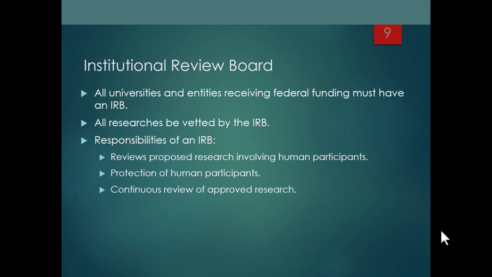So all universities and entities receiving federal funding must have an IRB. An IRB reviews, approves, disapproves, and requests modifications to all research involving human participants prior to it being conducted. So before you can conduct any research study involving human participants, you must submit an IRB application. The IRB vets all research studies for the protection of the rights and welfare of participants. Even after the research study has been approved, the IRB conducts continuous reviews of the research. It suspends the research in case of adverse events and enforces informed consent and research procedures.